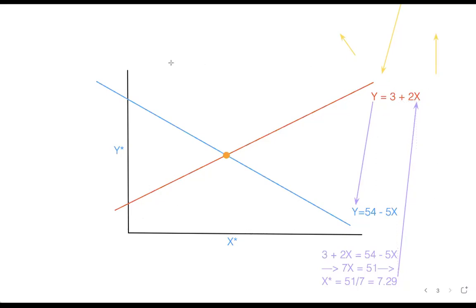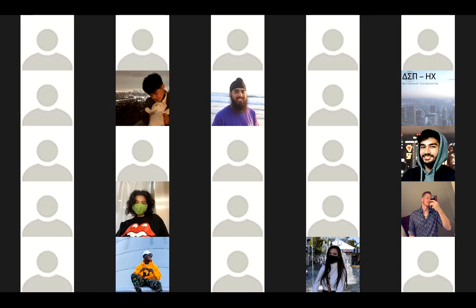Does anybody want to tell me what y star is then? Okay, I'm waiting. Y star would be 17.58. Okay, 17.58. Does everybody agree? Okay. All right.